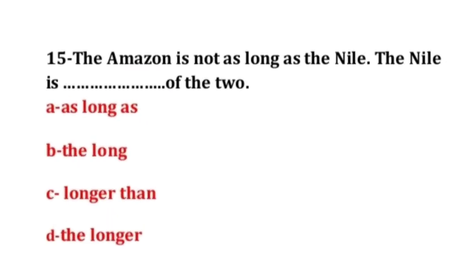The Amazon is not as long as the Nile. The Nile is the ___ of the two. As long as, the long, longer than, the longer. The correct answer is the longer. Again, the longer.